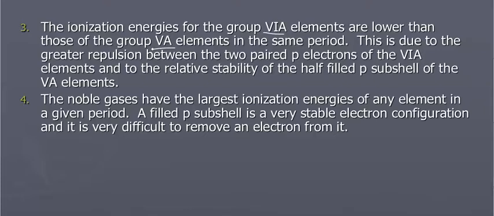Group 2A is relatively stable. It's got a full S subshell. And group 5A is relatively stable. It's got a half-filled P subshell. Now the noble gases have the largest ionization energies because they have a filled S and P subshell, so they are very stable. They do not want to lose an electron.